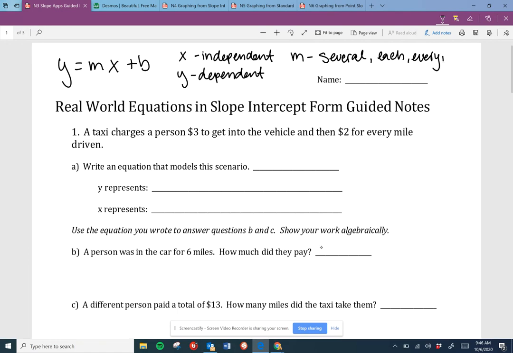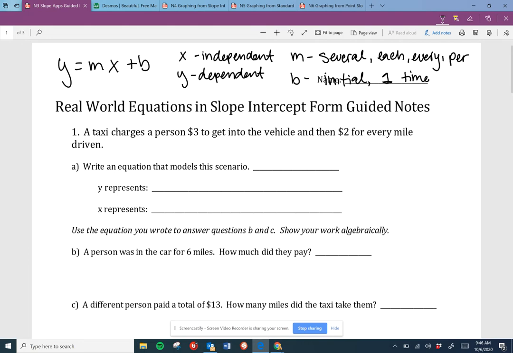The b is going to be the initial, so what it is at the very beginning, or it can also be something that happens only one time. It's not going to be happening over and over again. So let's go ahead and write the equation for this first scenario.